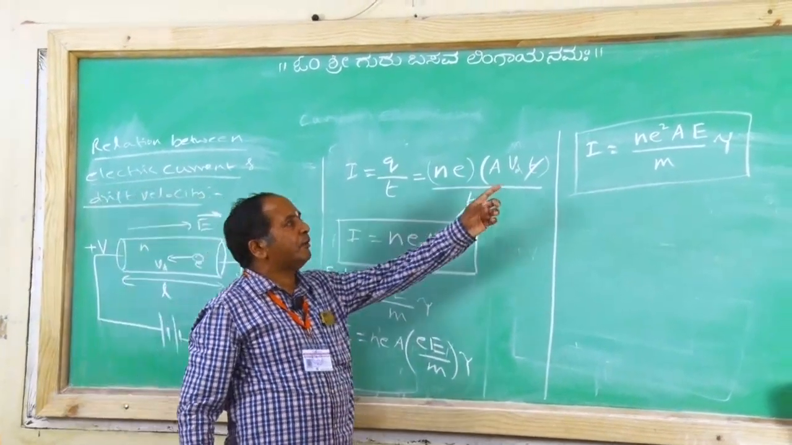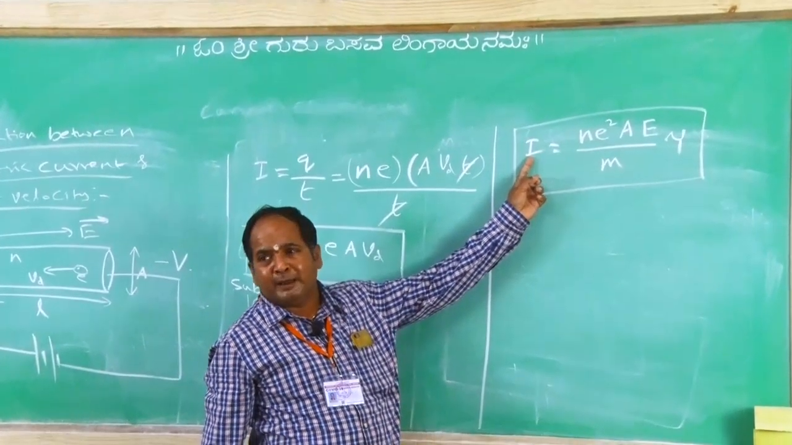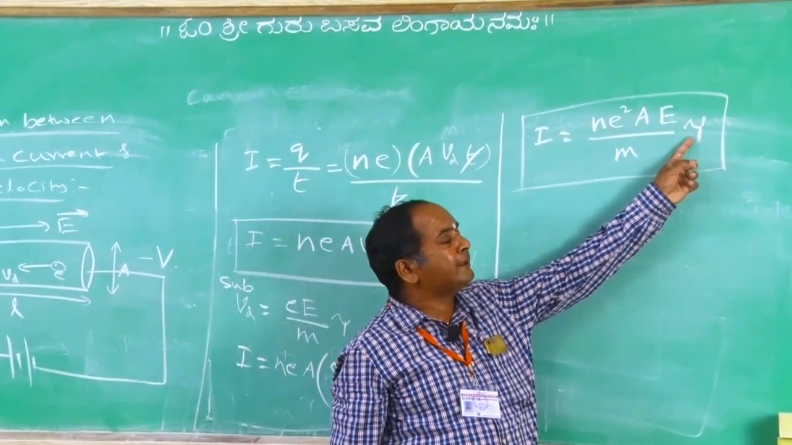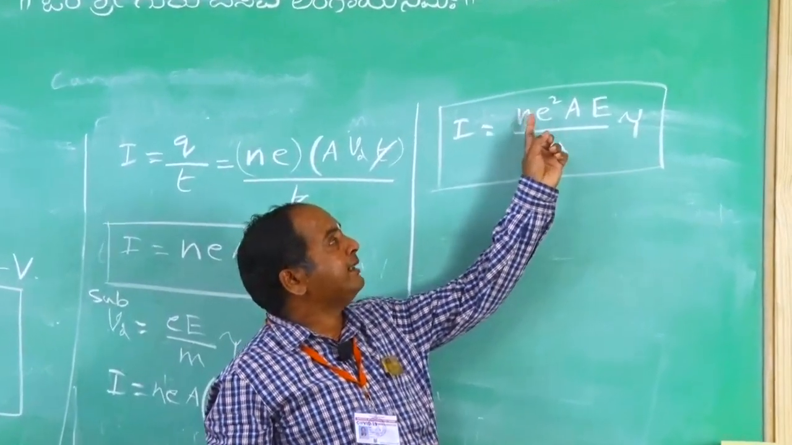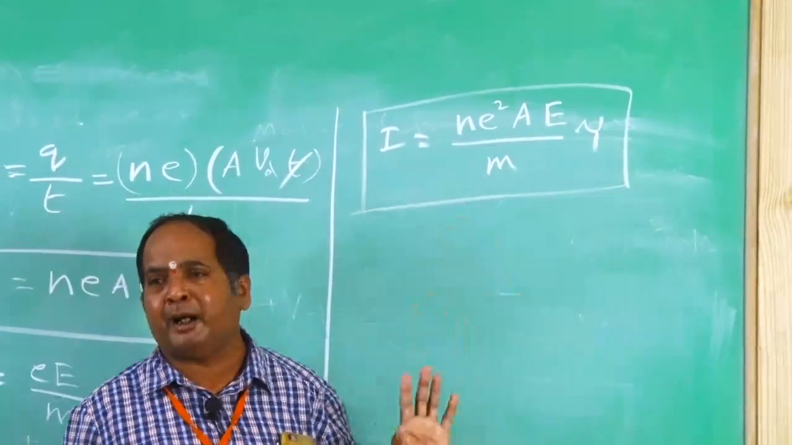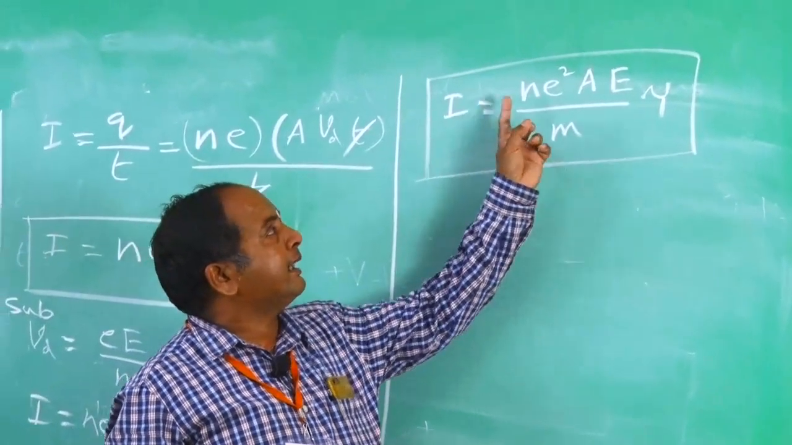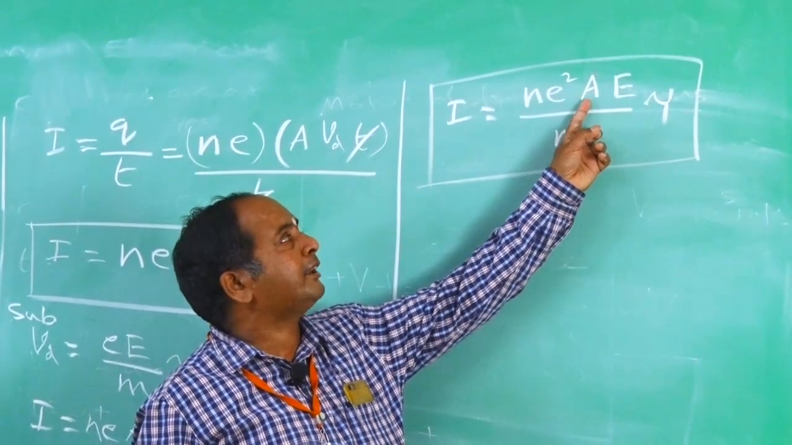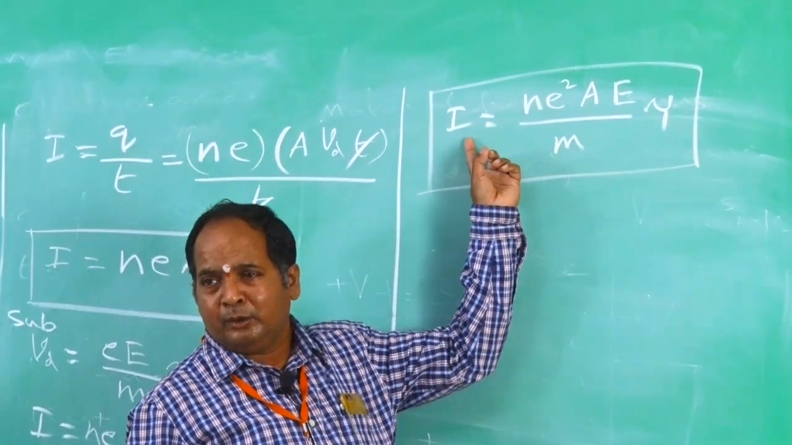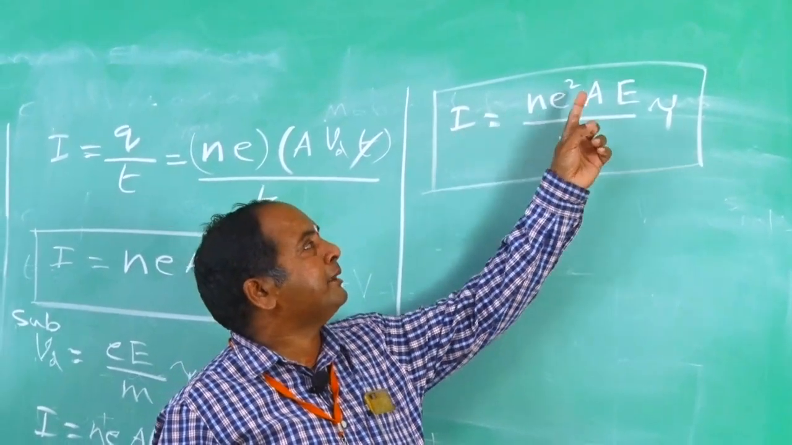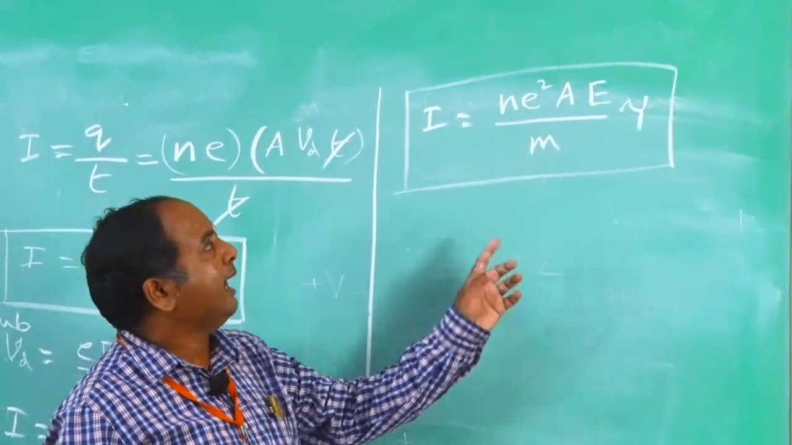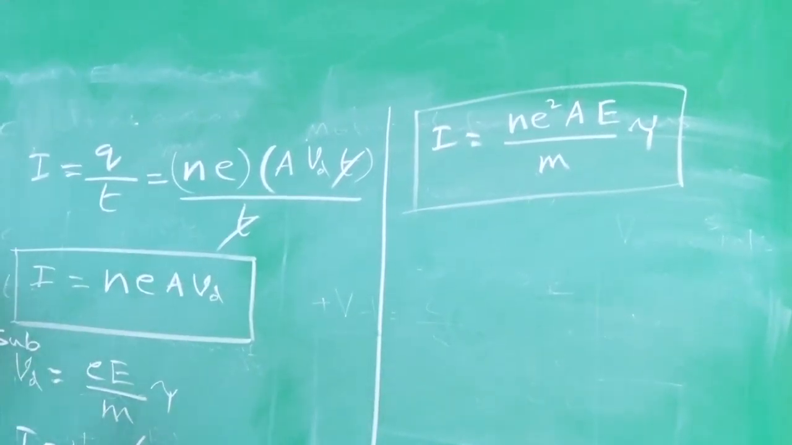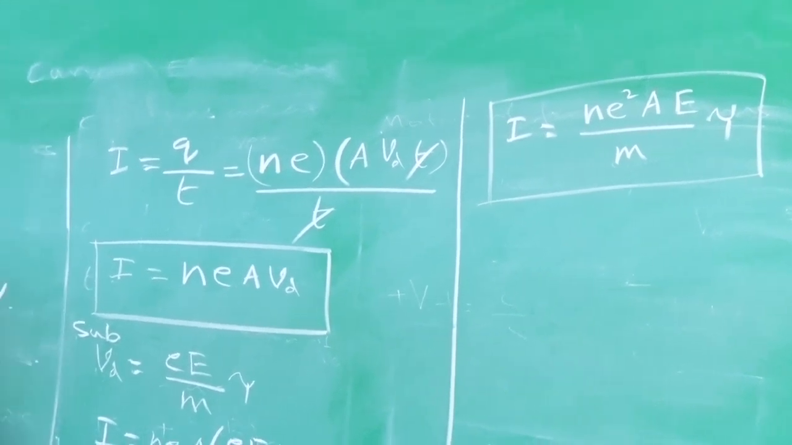By using this we are able to say that electric current depends upon several factors. One is the electron density, and the other is the relaxation time. These two depend upon the nature of the material. It also depends upon the area of cross section. If the area of cross section is increased, automatically the I value also increases. And it depends upon the electric field, that means I is directly proportional to E.